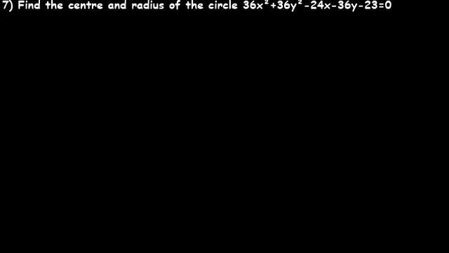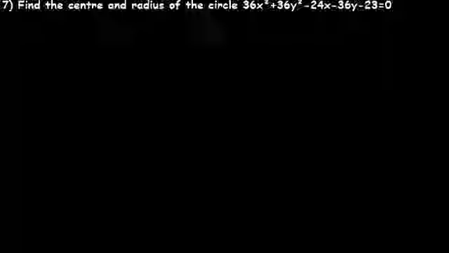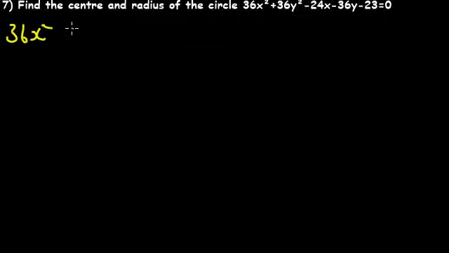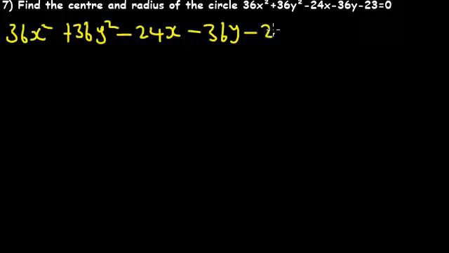Just try and rewrite this equation into the standard form and fish out your center and your radius. But I changed my mind. I would like to solve it. So let's solve it actually. So now we have 36x squared plus 36y squared minus 24x minus 36y minus 23 equals 0.